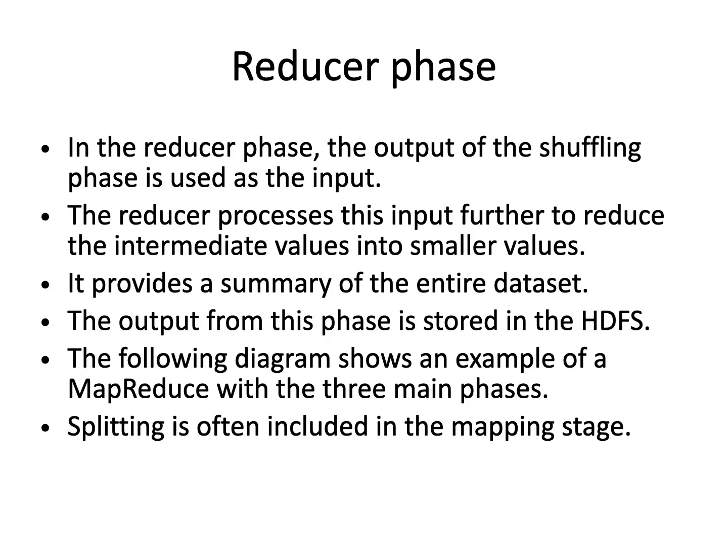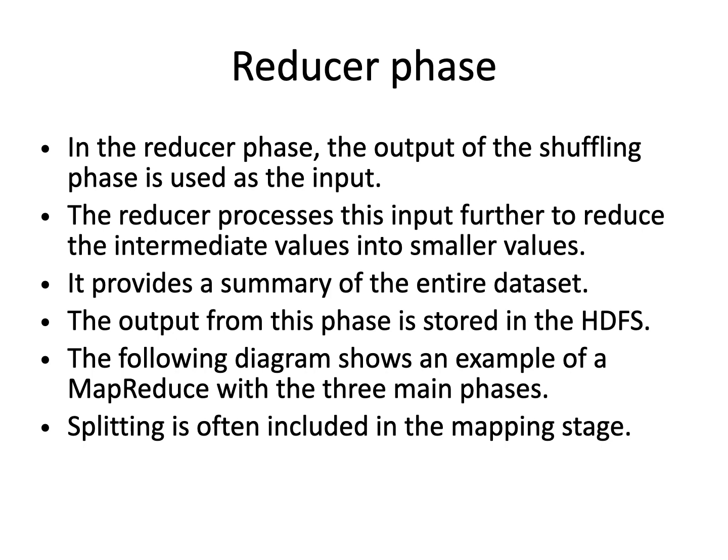And the final phase is the reducer phase. In the reducer phase, the output of the shuffling phase is used as the input, and the reducer processes this input further to reduce the intermediate values into smaller values, and it provides the summary of the entire dataset. The output from this phase is stored in the HDFS.